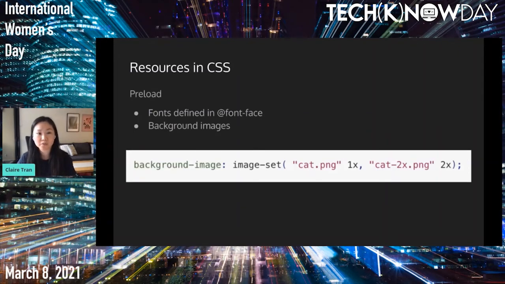We can also look at the resources defined in CSS files and preloading critical assets. So anything like fonts and background images could be preloaded. And that way they're fetched before the CSS files are downloaded. Another thing we can do is defining an image set for a background image. And that way that's optimized for the particular device pixel ratio of that device.